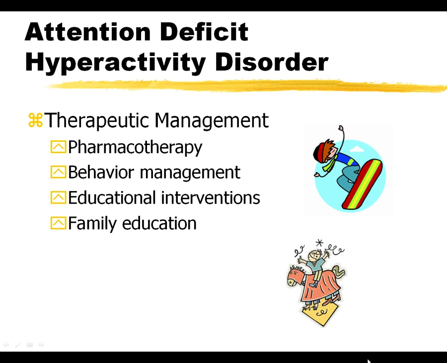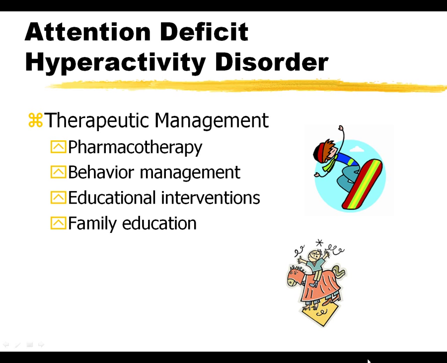Therapeutic management is pharmacotherapy, behavior management, educational interventions, and family education. Pharmacologically, stimulant medications such as Ritalin, Dexedrine, and Adderall consistently improve the symptoms of ADHD in most children. Common side effects include anorexia, weight loss, insomnia, abdominal pain, headache, tachycardia, and hypertension. If the side effects are not tolerable, other meds may be used.